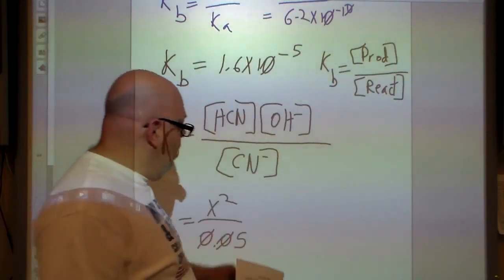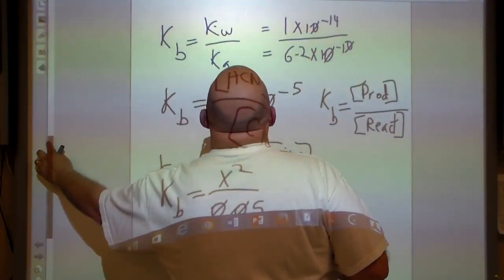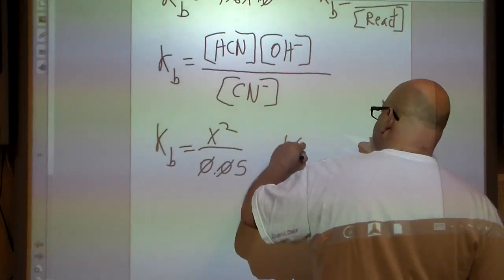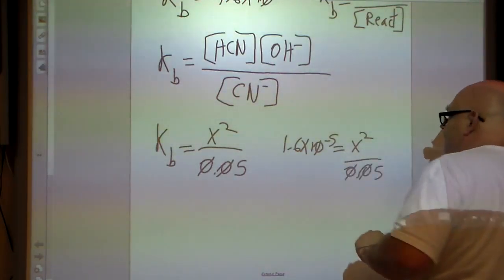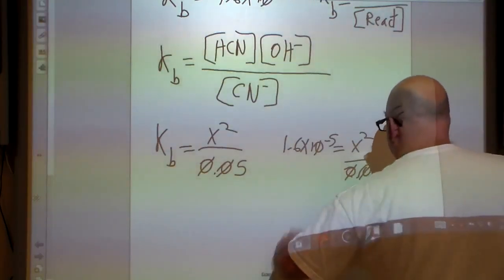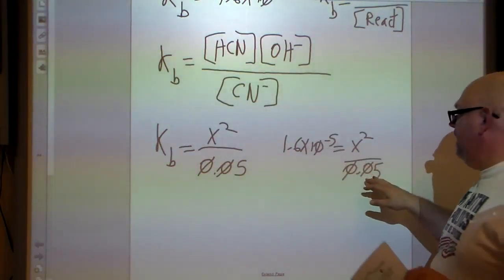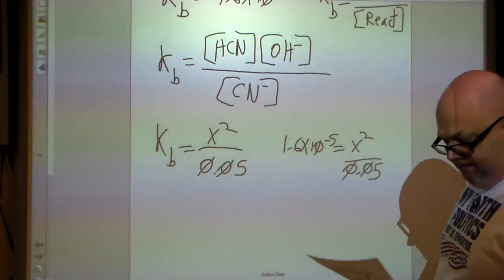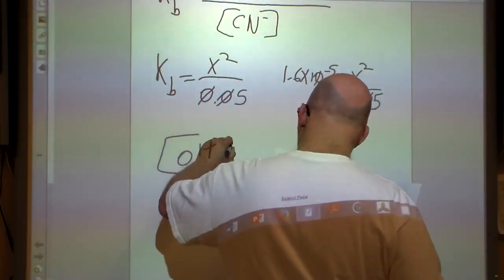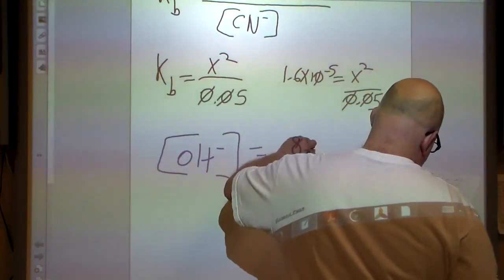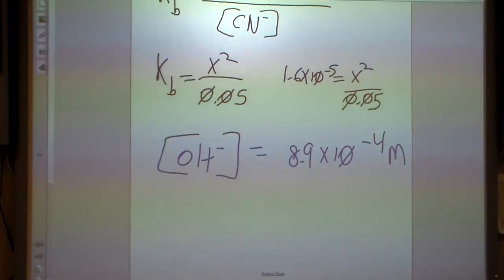Now, we're interested in the OH concentration. Okay? Now we said that the Kb was 1.6 times 10 to the minus 5th, so 1.6 times 10 to the minus 5th is equal to x squared over 0.05. Okay, so you can multiply both sides by 0.05 and then you can take the square root of it, and we're going to skip that part because our concentration of OH is equal to 8.9 times 10 to the minus 4th molar.